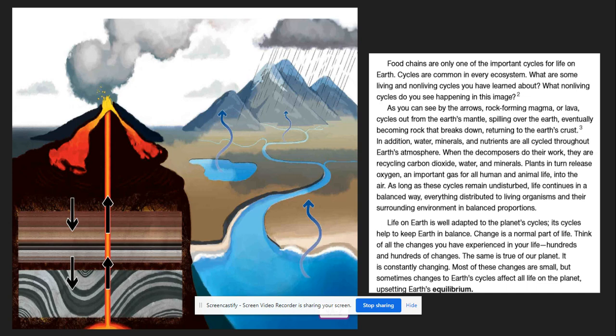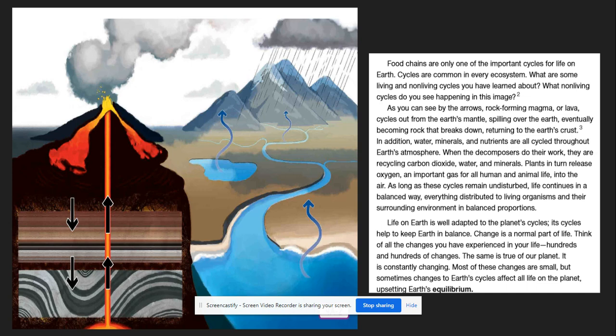In addition, water, minerals and nutrients are all cycled through Earth's atmosphere. When the decomposers do their work, they are recycling carbon dioxide, water, and minerals. Plants in turn release oxygen, an important gas for all humans and animal life, into the air. As long as these cycles remain undisturbed, life continues in a balanced way. Everything is distributed to living organisms and their surrounding environment in balanced proportions.